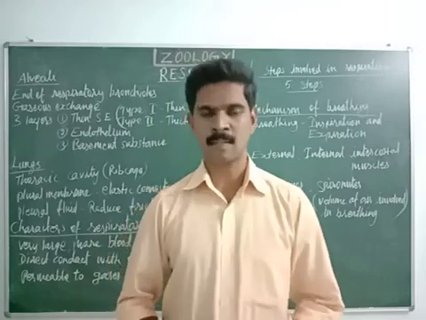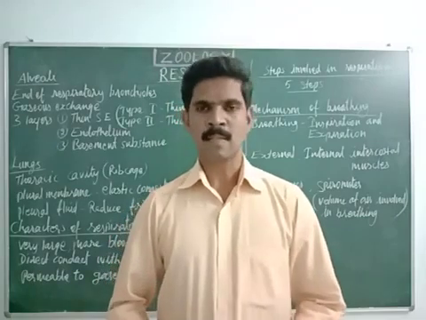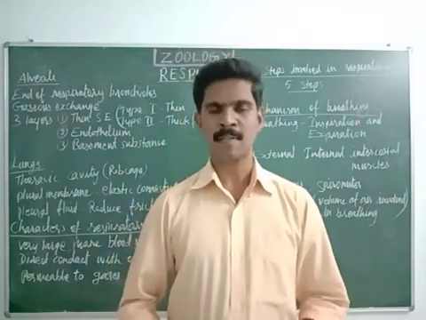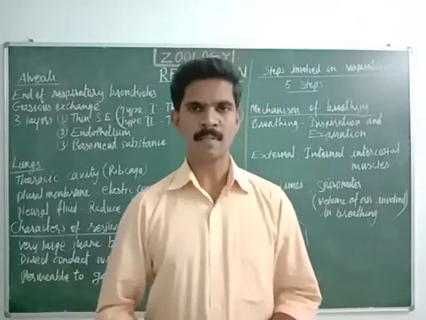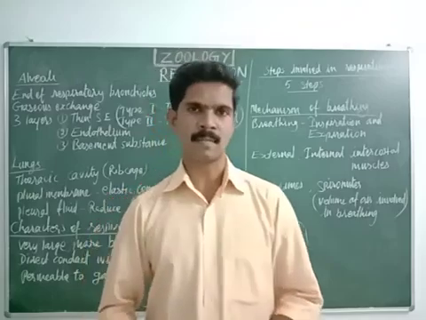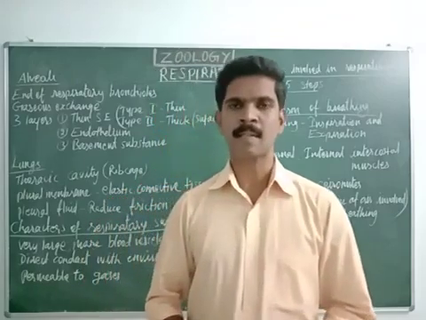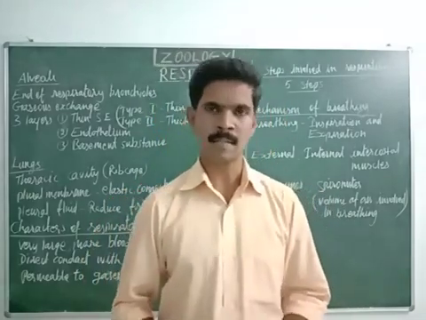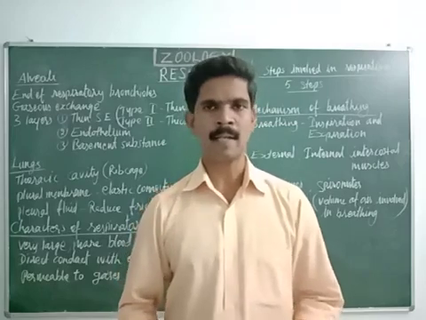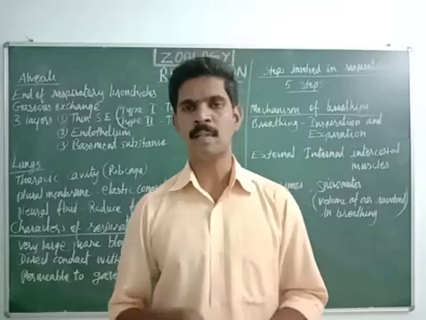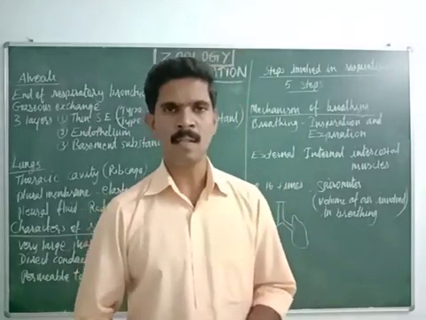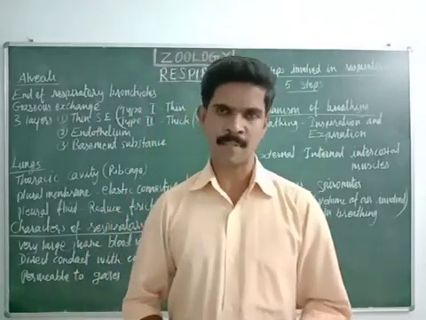Dear students, in the last class we studied the structure of the human respiratory system. I already told you that our respiratory system consists of a lot of organs. We started from the external nostrils, then the nasal cavity, pharynx, larynx, trachea, bronchi, bronchioles, then alveoli and lungs. These are the important organs of our respiratory system.